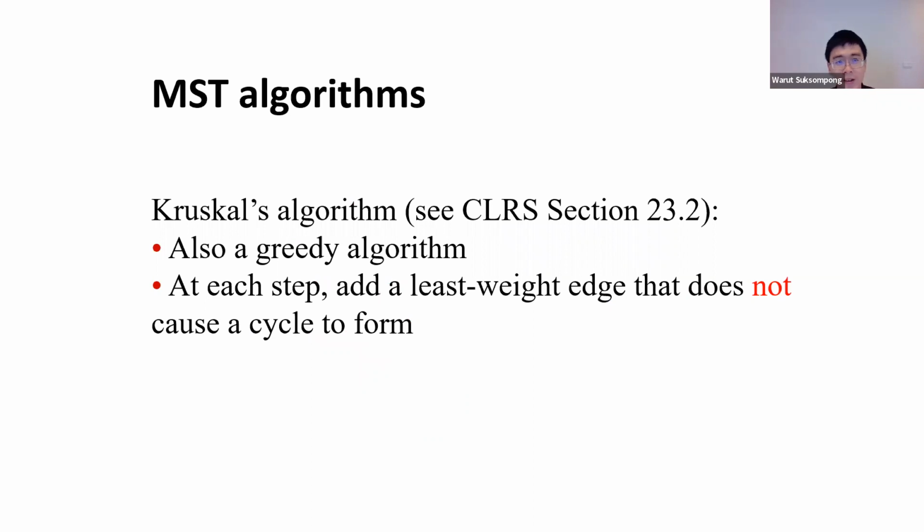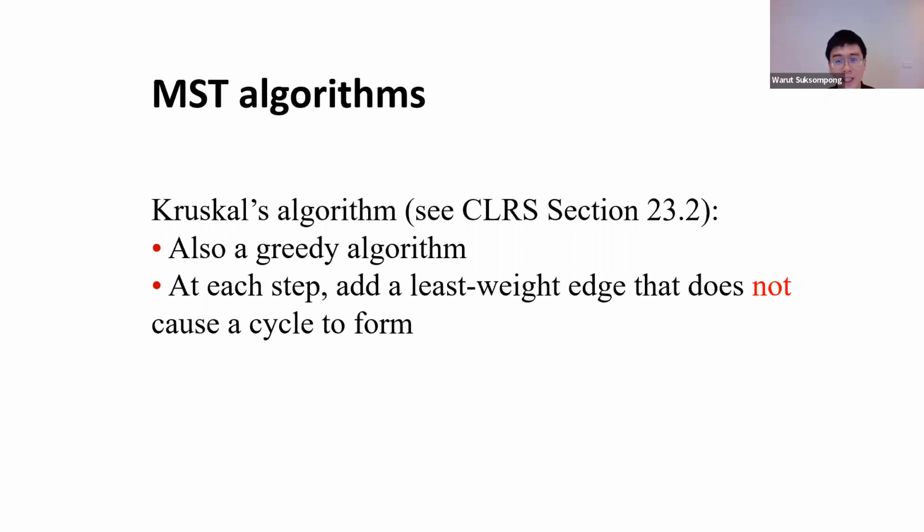There's another well-known minimum spanning tree algorithm, called Kruskal's algorithm. I'm not going to go through that, but the idea is that it's also a greedy algorithm, using a similar greedy approach, but slightly different. How it works is that at each step, it's not going to build the tree one node at a time, expanding the tree one node at a time, like what we did with Prim's algorithm.